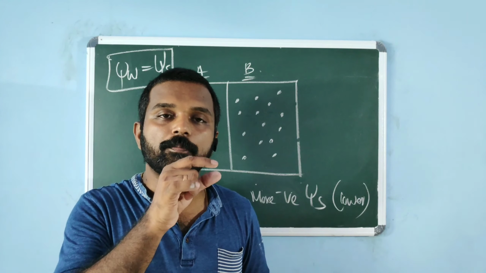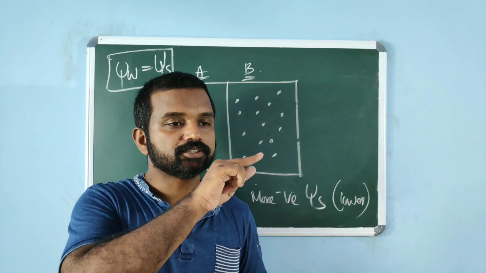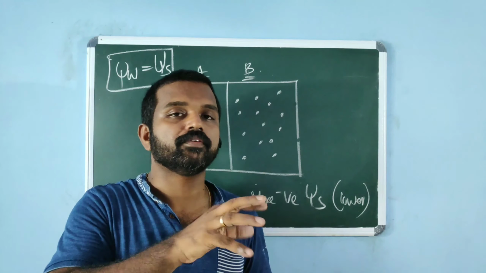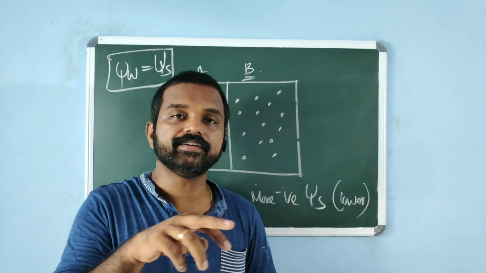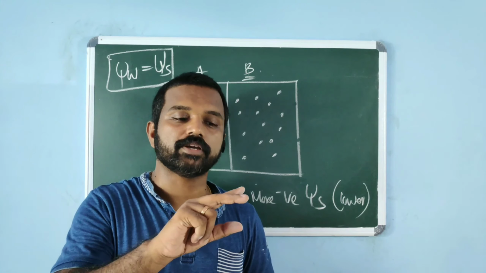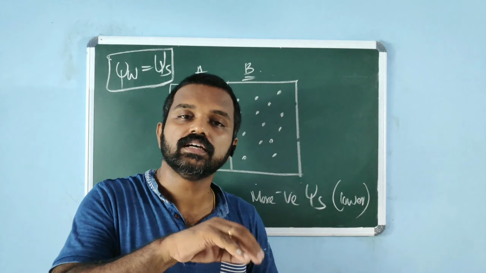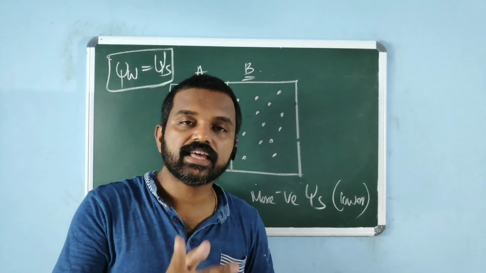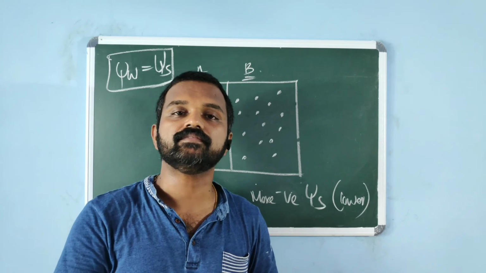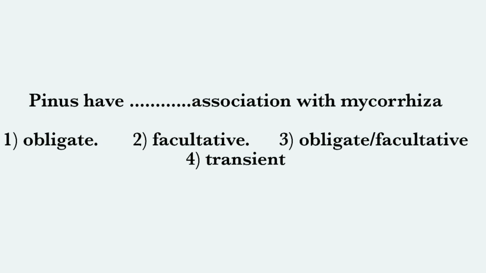In roots, the apoplast pathway, that is through the cells of or in between the cells of the cortex. Then at the endodermis, it enters into the cytoplasm by crossing the cell membrane. So apoplast, then crossing the cell membrane of the endodermis, then symplast, then again it has to cross the cell membrane, and finally xylem.